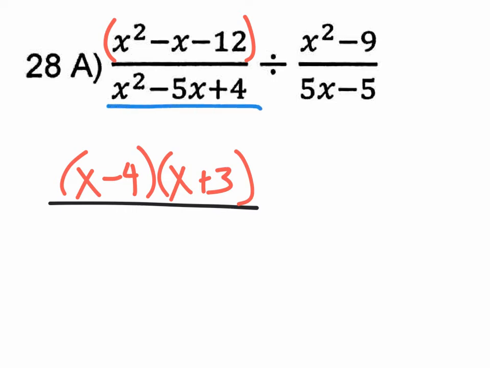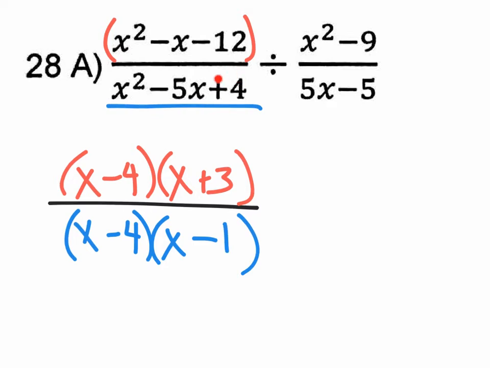Now right here, this bottom quadratic trinomial, let's also try to factor it. Put an x and an x and think what times what is 4 that if you combine together is negative 5. Well, that'll be a negative 4 times a negative 1. That will give you a positive 4, and if you combine them, it does give you a negative 5.